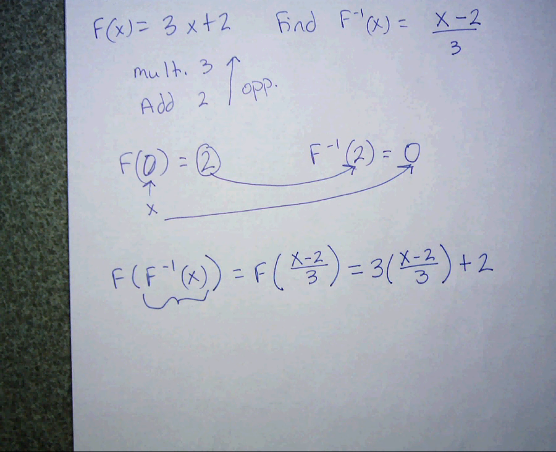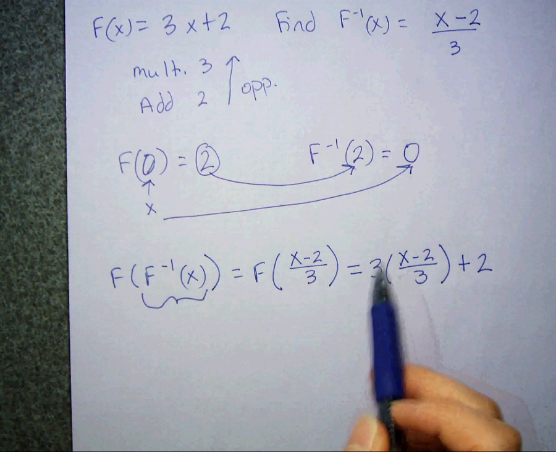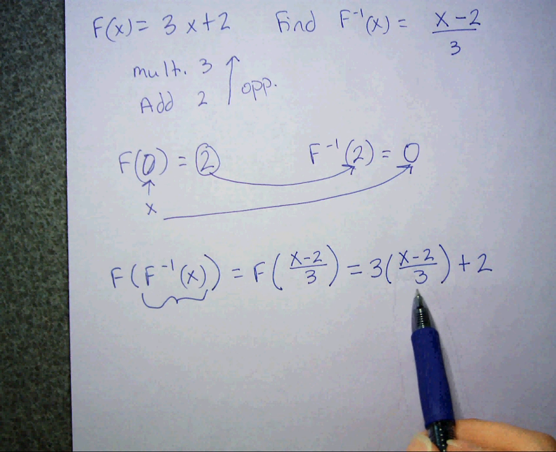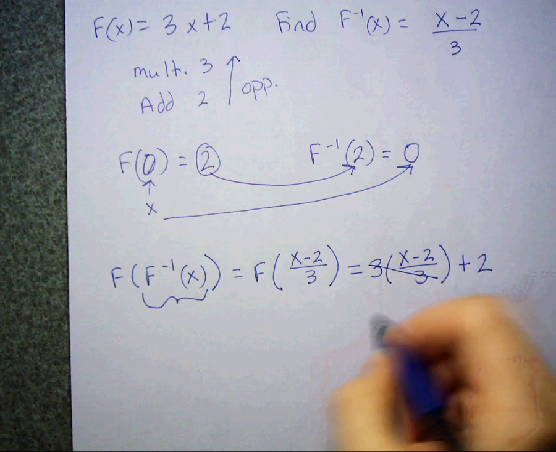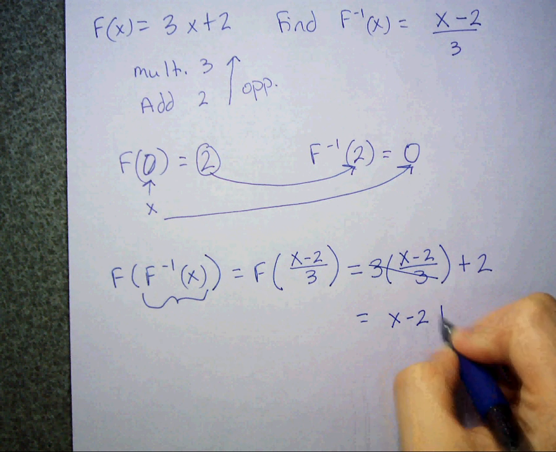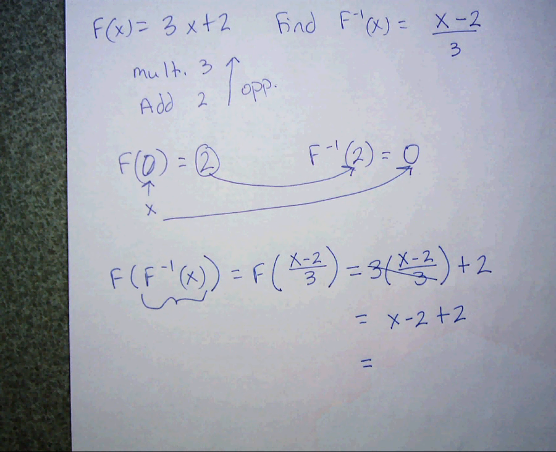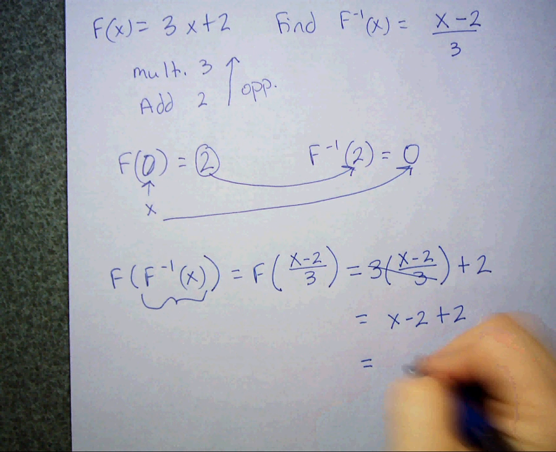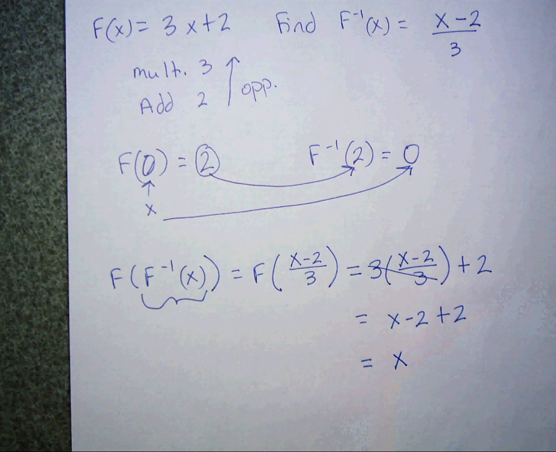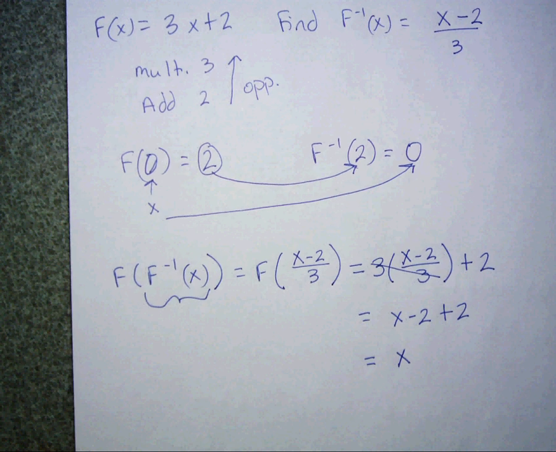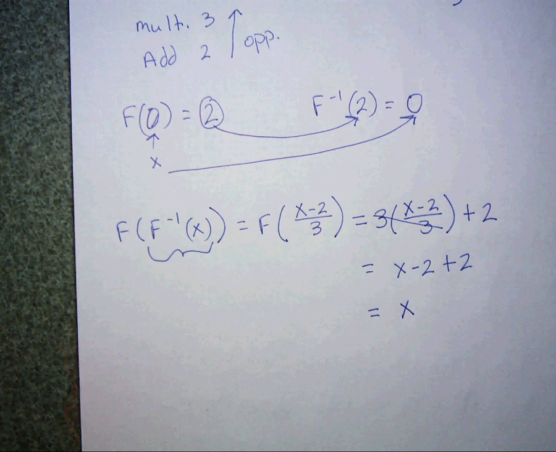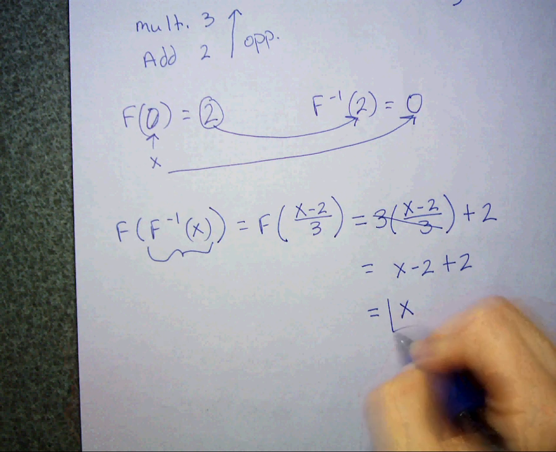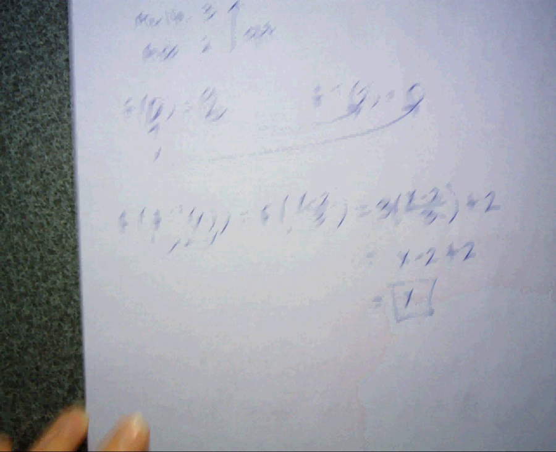And let's simplify that. So if I multiply 3 times x minus 2 over 3, what happens? The 3's cancel out, right? So I get x minus 2 plus 2, which is equal to what? It's equal to x. So we can check if two functions are inverses. If two functions are inverses, when I compose them, I'm going to get x back out.